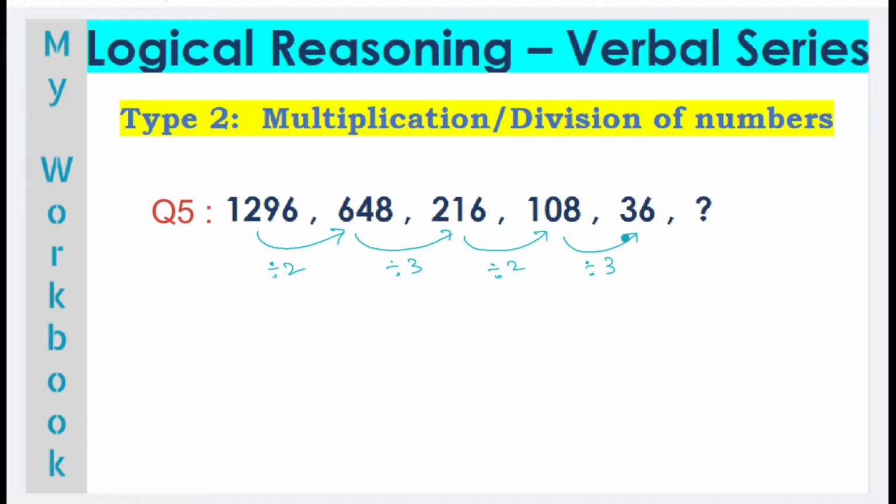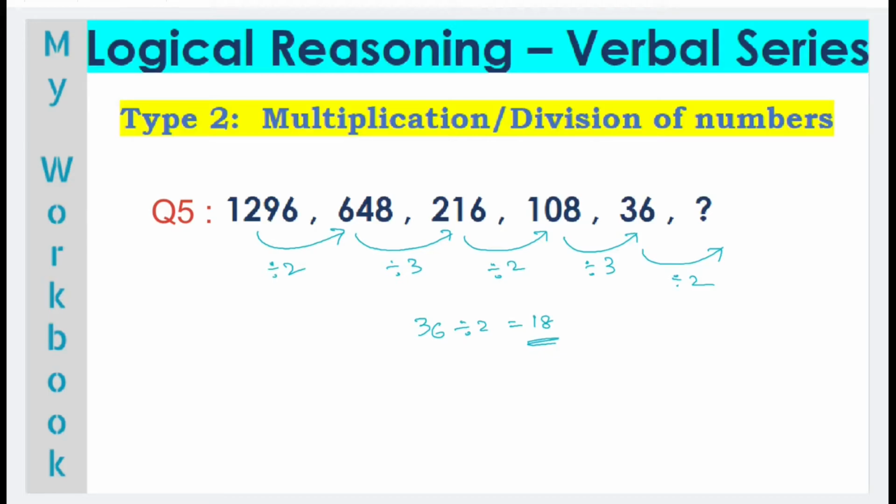So the elements are divided by 2 and 3 alternately. So the next element will be obtained by dividing 36 by 2. So 36 divided by 2 will be 18. 18 is the answer. So in type 2, we notice that the elements either increase or decrease sharply. So it's either a multiplication or division operation.